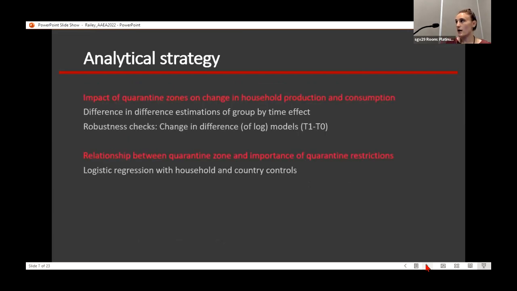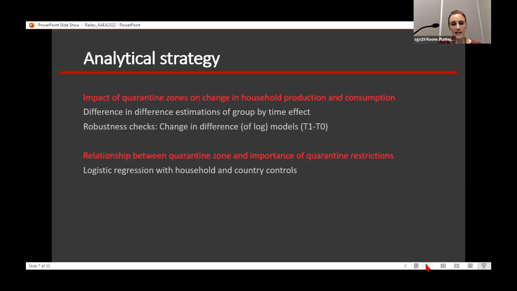Analytically, at this point, we are not doing anything crazy, though I am sure all of you will be able to provide some great advice on where we can go with this. At this point, we really have just been trying to do some basic look at the impact of quarantines on the change in household production and consumption, given that we have that two-period time and the different groups, some very basic difference-in-differences estimations, and looking at different clustering options of the errors.